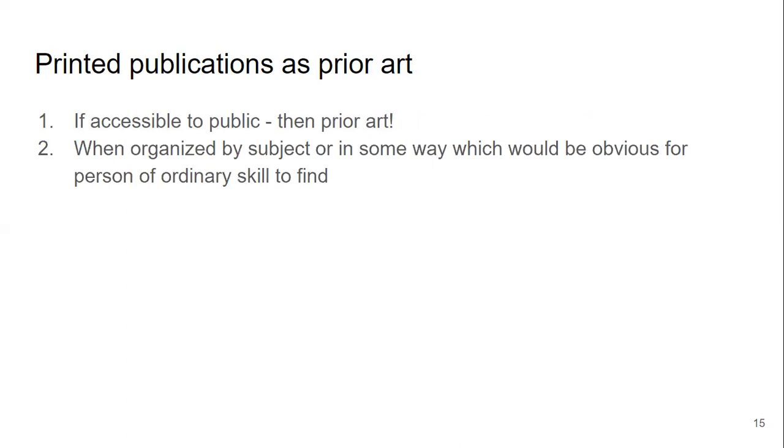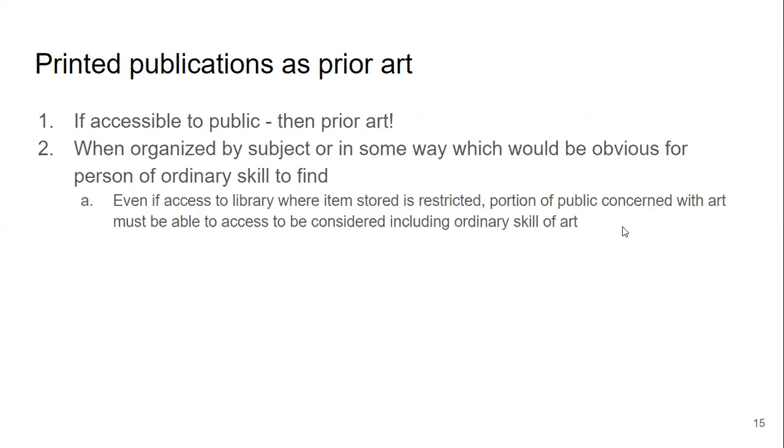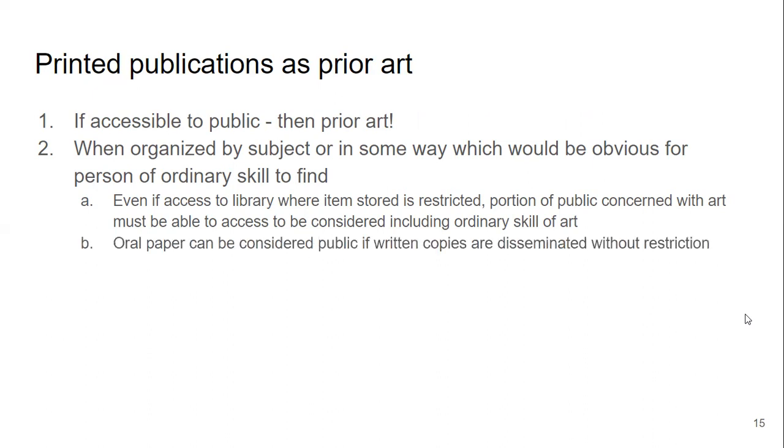So then a printed publication is prior art. Basically, if it's accessible to the public, then it counts as prior art. So then it's when it's organized by the subject or in some way which would be obvious for a person of ordinary skill to find, then in that case, it would be prior art. So even if access to a library where the item is stored is restricted, as long as a portion of the public concerned with the art can access it, and they would be considered someone of ordinary skill in the art, then it would count as a printed publication.